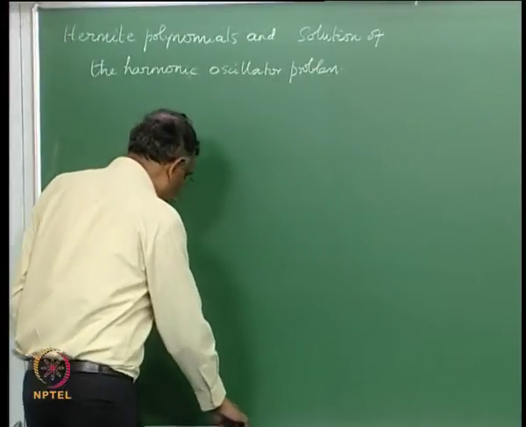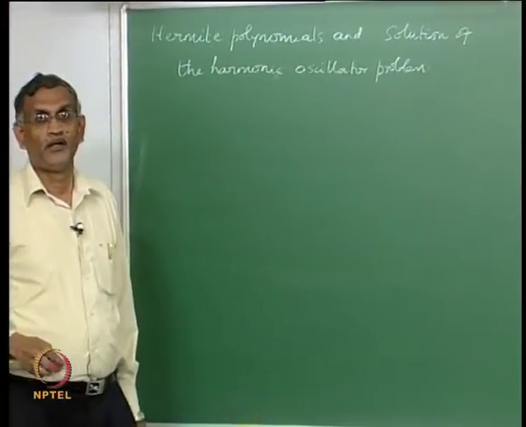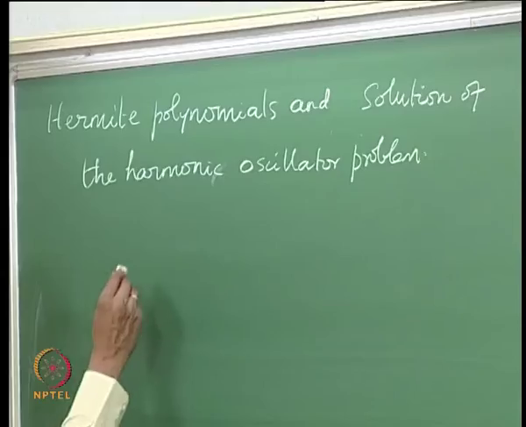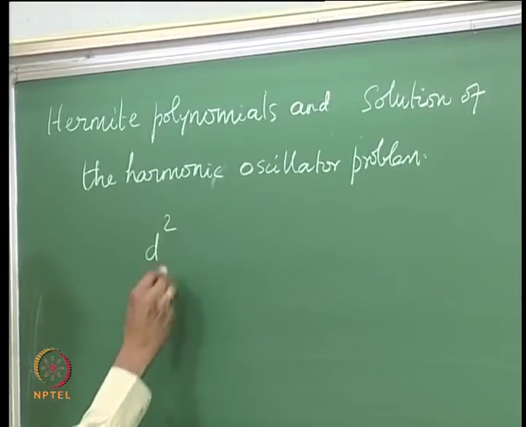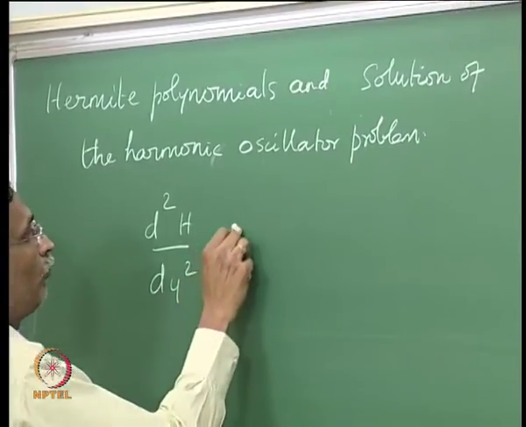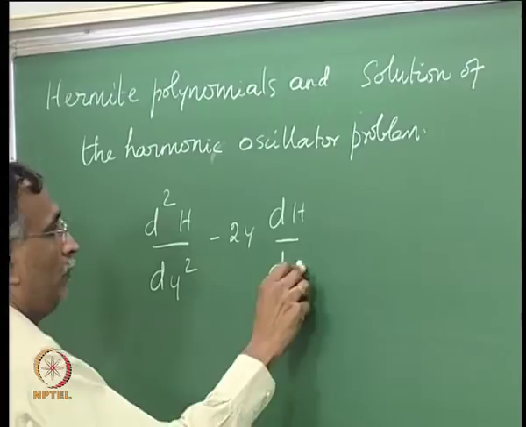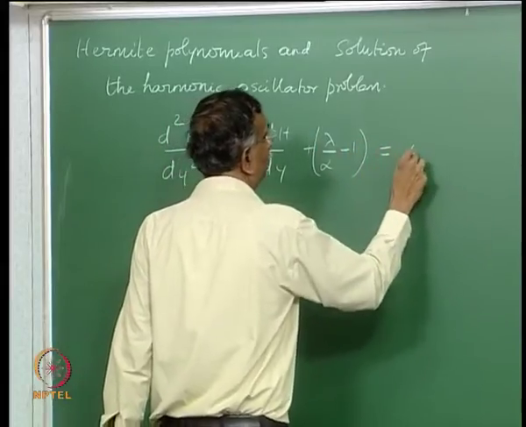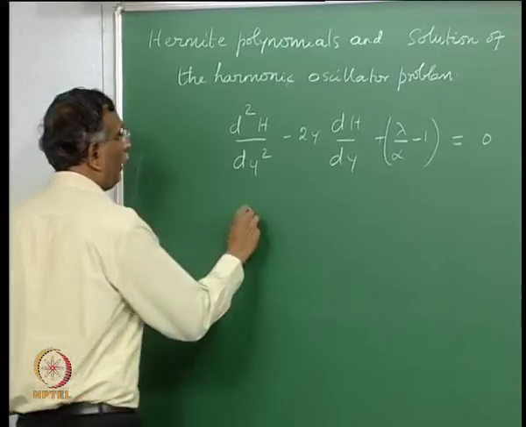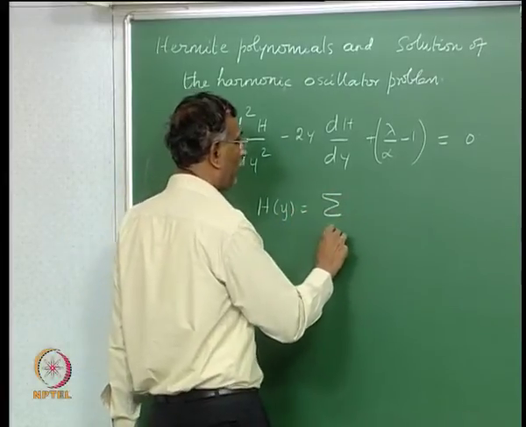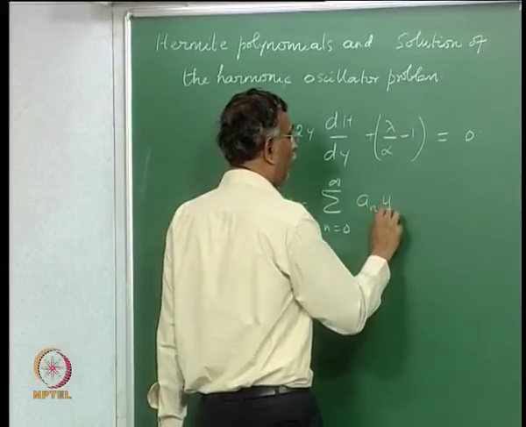So, let me recap that in the first 2 minutes and then continue in this lecture with the solution for the wave function of the harmonic oscillator. The differential equation that we wanted to solve was d square h by dy squared minus 2y dh by dy plus lambda by alpha minus 1 is equal to 0. This was the differential equation, and we proposed the solution that h of y is equal to sum over n from 0 to infinity a n y to the n.